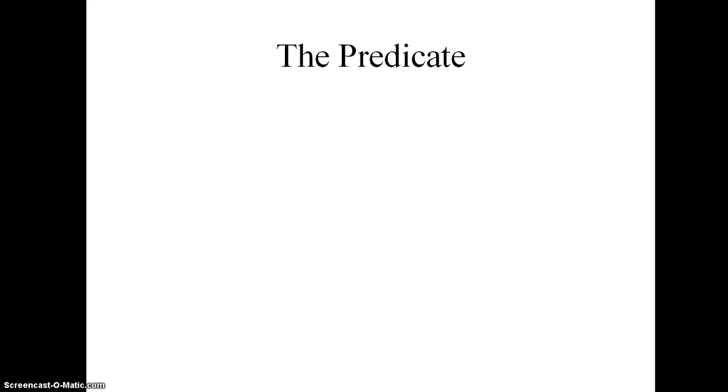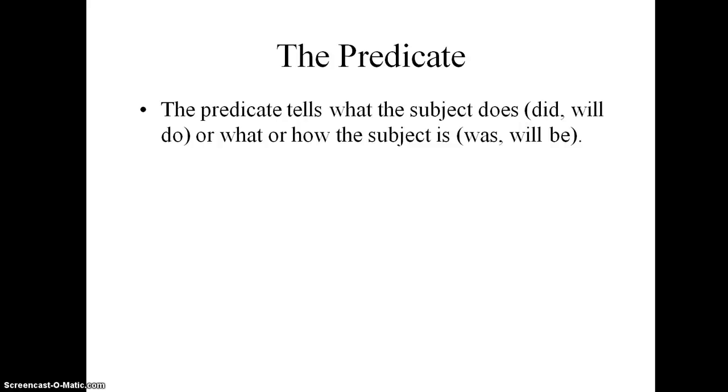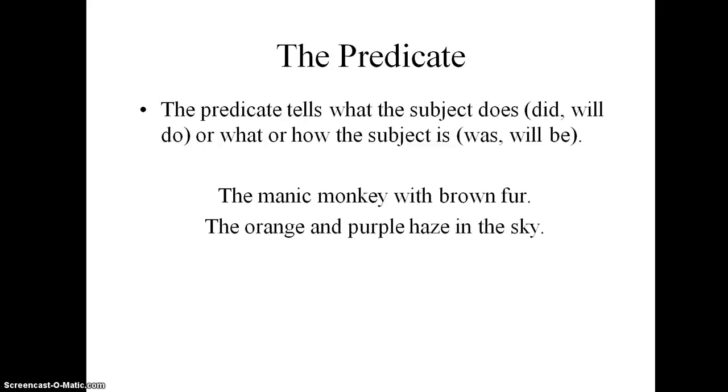All sentences also need a predicate, which you probably well know. The predicate tells what the subject does, did, or will do, or what or how the subject is, was, or will be. This is missing the predicate. The manic monkey with brown fur. What about the manic monkey with brown fur? The orange and purple haze in the sky. It's not saying anything about this particular subject.